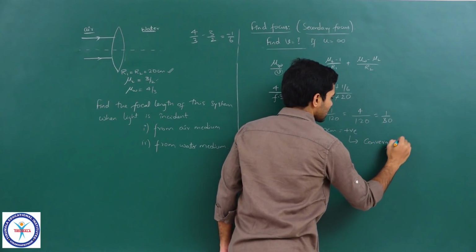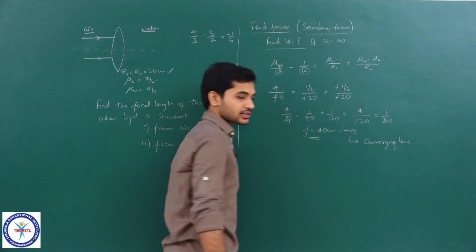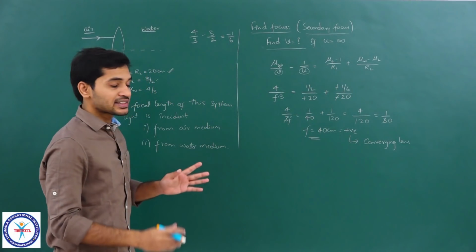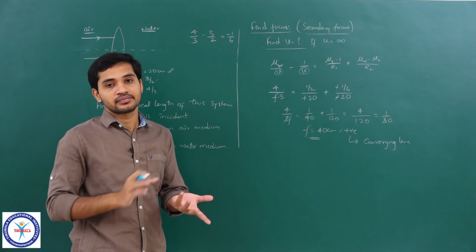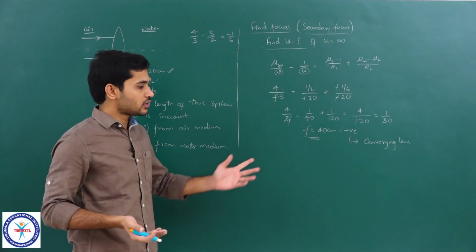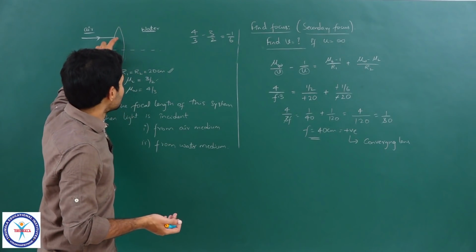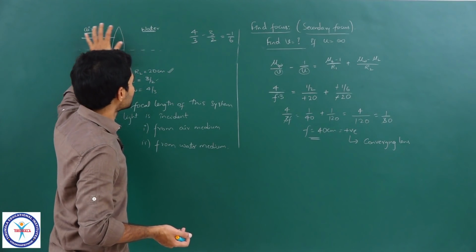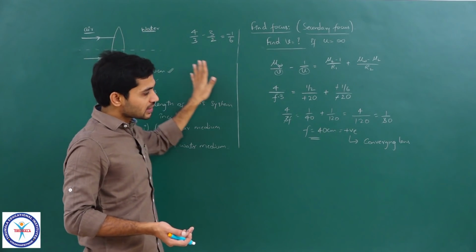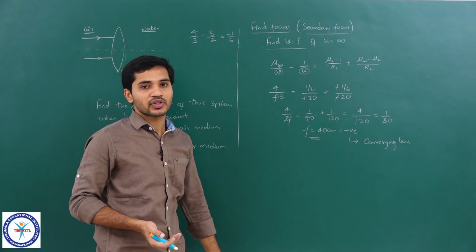It behaves like a converging lens even in this case. Clear? I have told you that whenever a lens is surrounded by a medium having higher refractive index, its nature will change, right. So here that is not happening. This is generally a converging lens. Even in this scenario where we have air on one side and water on the other side, it is behaving like a converging lens.